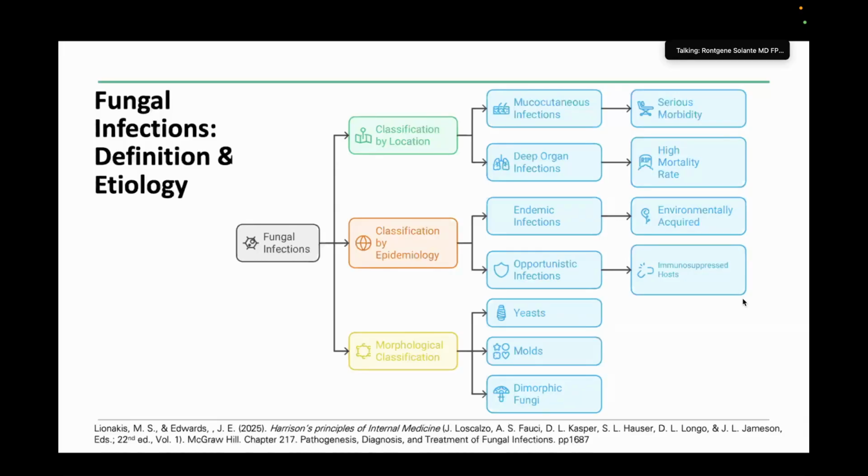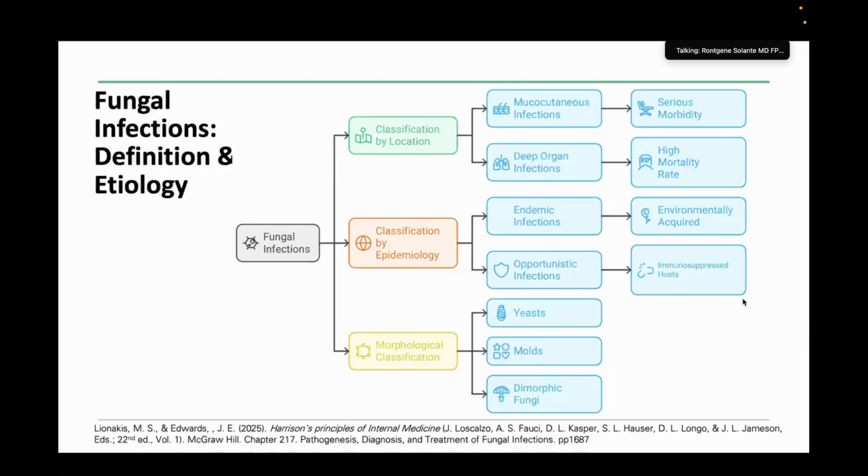Then in terms of epidemiology, you have two classifications. First, the endemic infections, which are usually fungal organisms inherently present in the environment, but because of a decreased immune system in patients, they can easily be transmitted and acquired, and sometimes it can also be severe, especially for those who are immunocompromised.